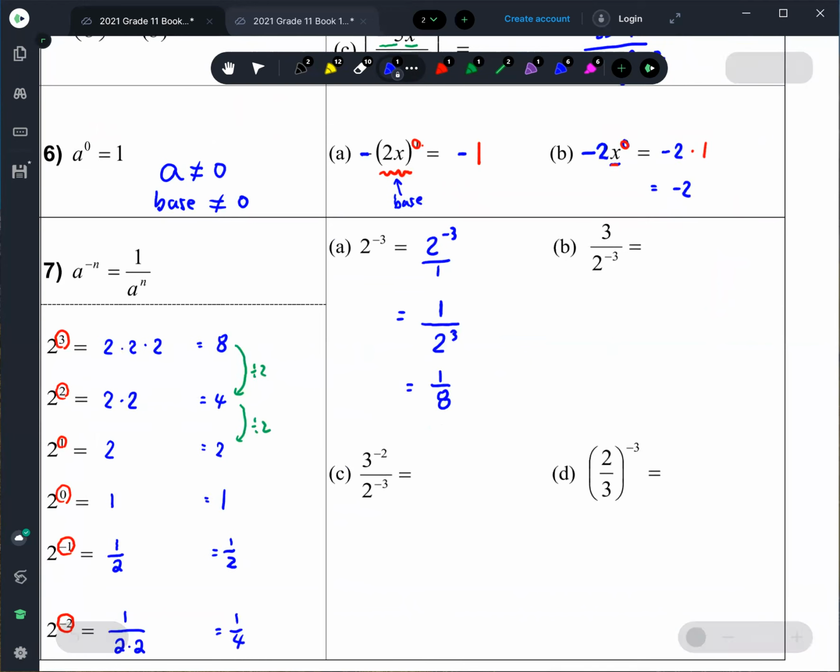And then for question B, this is in the denominator already, right? This is in the denominator. So you need to make it flip to the other side. The 3 does not have exponent, okay? The numerator doesn't have exponent, so that one will stay there. So 3 just waiting on the top, and the bottom goes up, 2 to the 3.